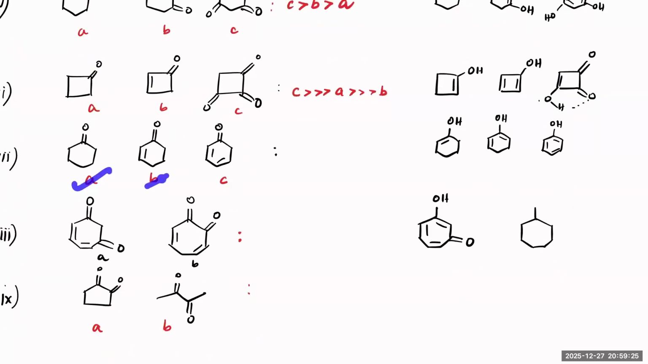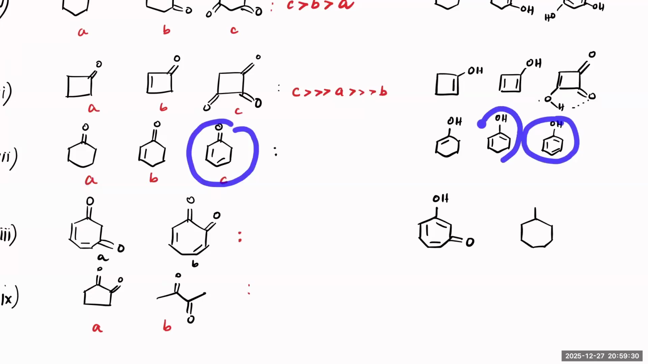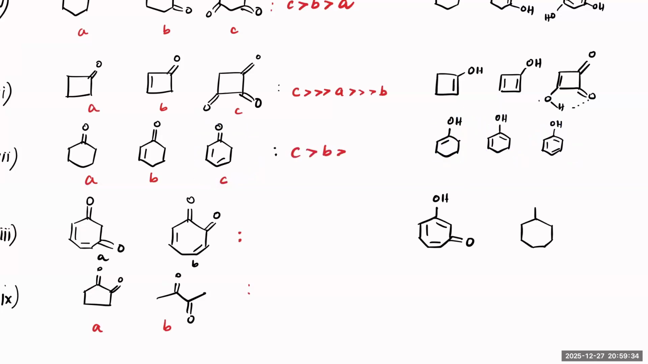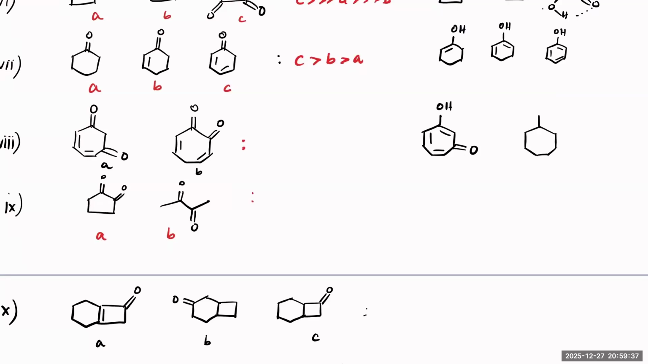Same logic here. A, B, C. C becomes aromatic. B has extended conjugation. A does not have anything. So C greater than B greater than A. Next, here you can see this one will have aromatic nature with enol, correct? This one cannot show aromatic nature because once we get a double bond here with OH, it becomes difficult to get an aromatic form. So A is greater than B.